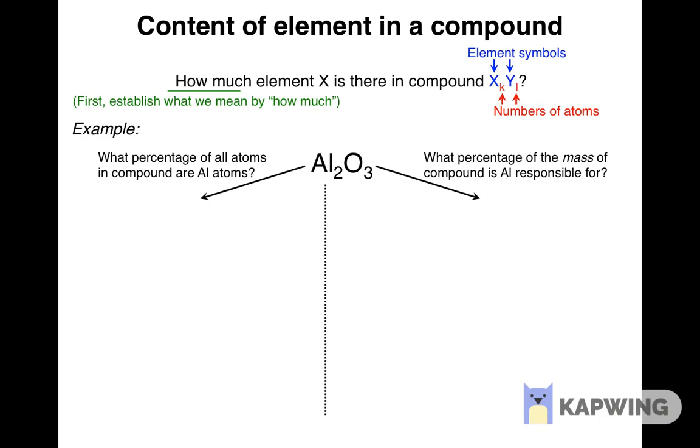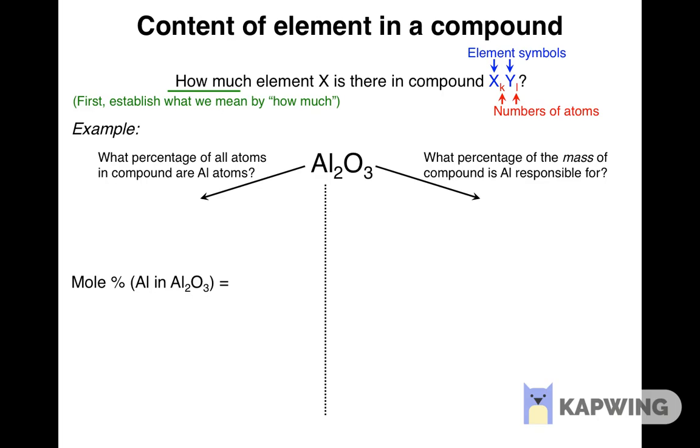First, consider the simplest unit of aluminum oxide. It consists of 2 aluminum atoms and 3 oxygen atoms. What is the percentage of aluminum atoms in this simplest unit? Pause the video for a moment and try to figure it out yourself.